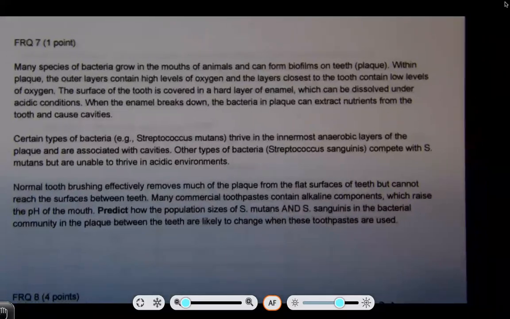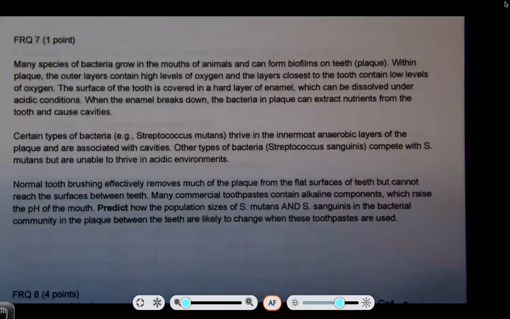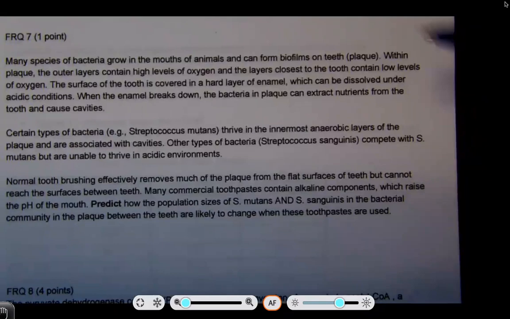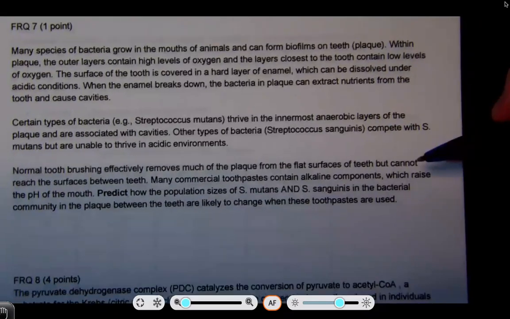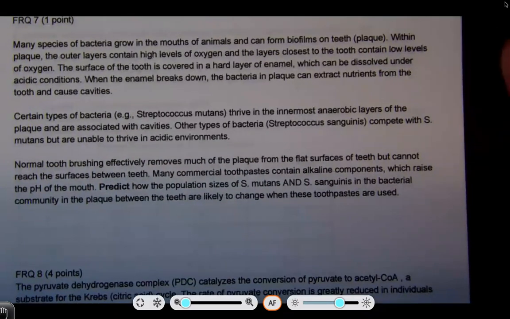FRQ7 is like a scenario. It's a 1-point question. This would have shown up on a regular AP test. I don't think it would show up now. So it's just a quick and easy question about, hey, what would happen if you had these two bacteria?